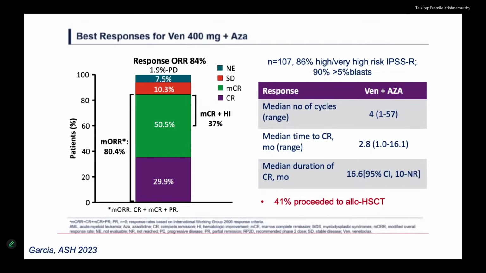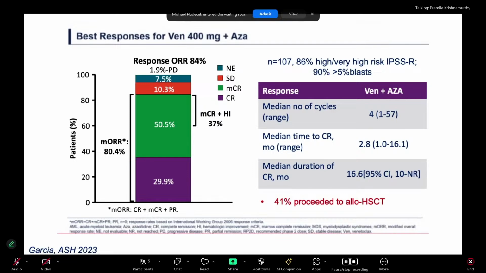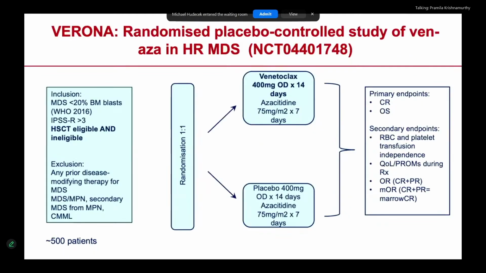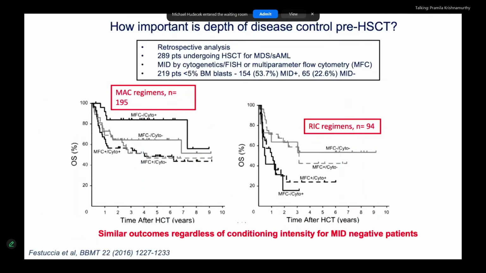So 86% had high or very high-risk IPSS-R, and 90% had more than 5% blasts. Median duration of CR was 16.6 months, and about 40% proceeded to transplant. As I mentioned, we await the results of VERONA, which again uses the same schedule of 14 days of venetoclax for both transplant-eligible and ineligible patients. It will be interesting to see the CR and OS rates from this study, and the rates of movement to transplant in those who are eligible.